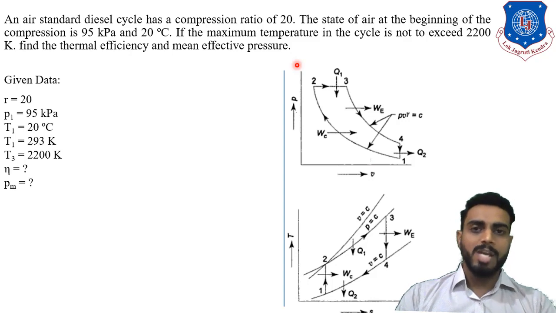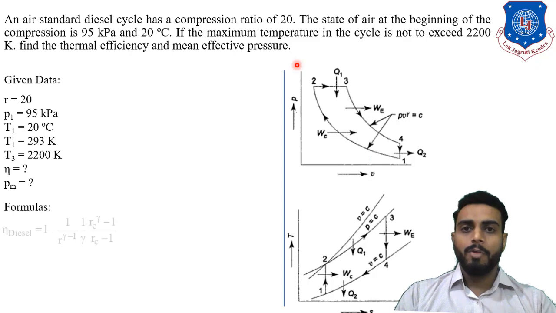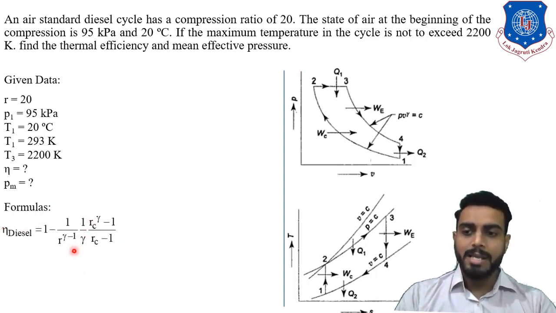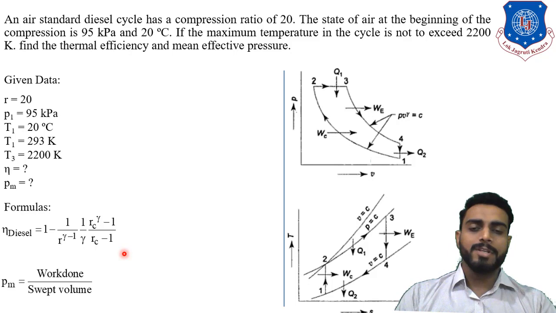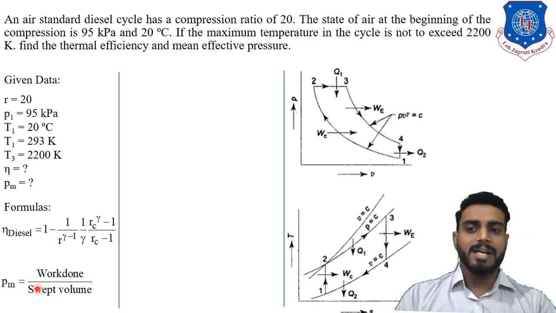First of all, you should be aware of the equations for eta and Pm. For the diesel cycle you must remember this formula: eta equals 1 minus 1 upon R raised to gamma minus 1, into 1 upon gamma, into RC raised to gamma minus 1 upon RC minus 1. Further, mean effective pressure is work done divided by swept volume. We will first find the diesel cycle efficiency, and then the mean effective pressure. So let us start our work.